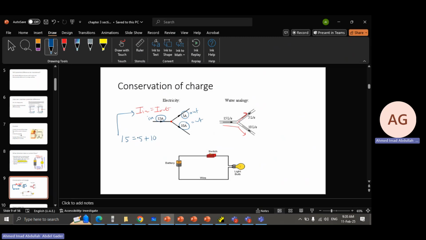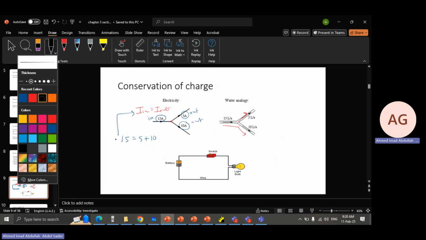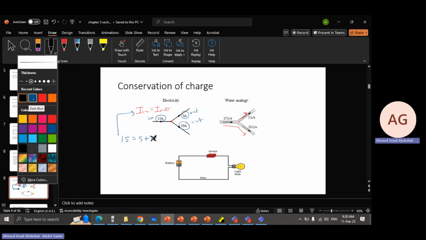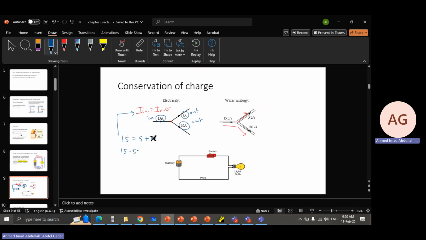So suppose one of them were unknown. So for example, let's consider that the 10 was unknown in magnitude. However, I knew it was flowing outwards. Then I would apply the law of conservation of charge. 15 minus 5 equals x, which equals 10 amps.